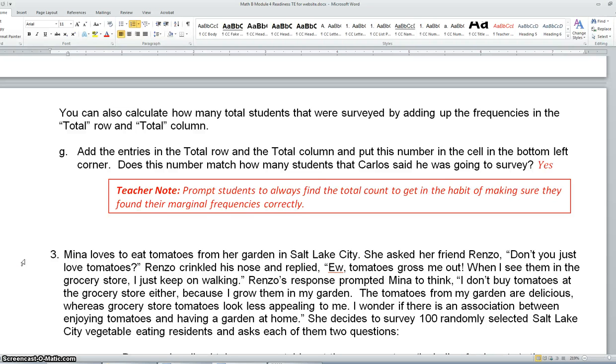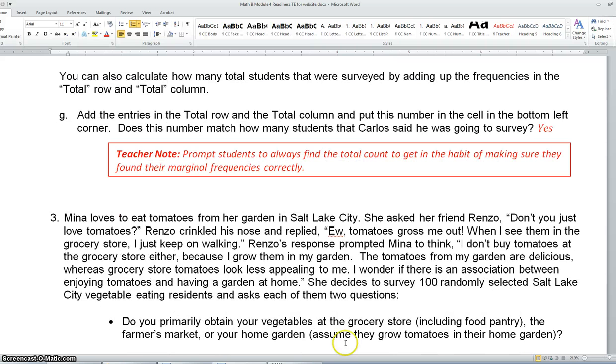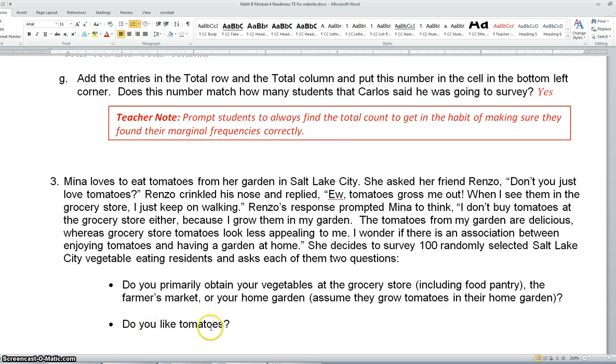Okay, so now, there's lots of stuff going on in here. We got buying tomatoes at the grocery store, growing them in the garden, and what else do we have? We have people who like tomatoes and people who don't. Anything else? Well, let's see. Do you primarily obtain your vegetables at the grocery store, the farmer's market, or home garden? Well, those are the 3 places that we can buy the tomatoes. And then what the other question would be is, do you like tomatoes, yes or no?